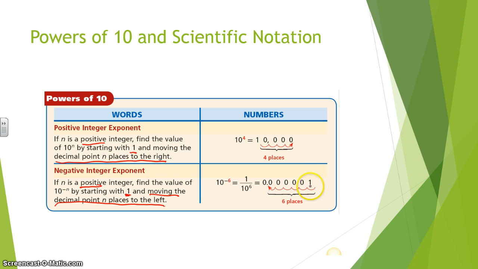So what we're going to do is we start with the value 1, we put the decimal after 1, we're going to move the decimal place to the left now because it's negative, 6 places to get the following value. So when it's a negative exponent, we're going to move the decimal point to the left. So notice the difference between positive integer exponents and negative integer exponents.